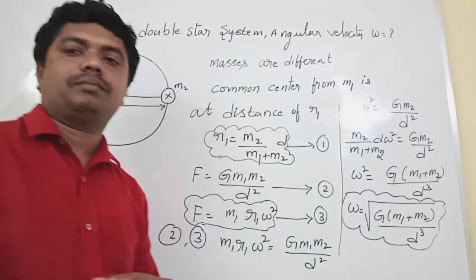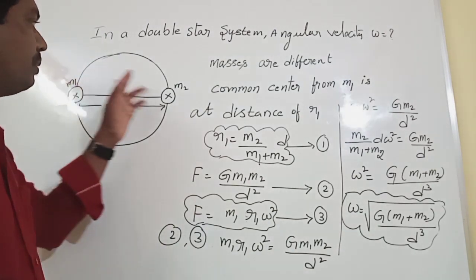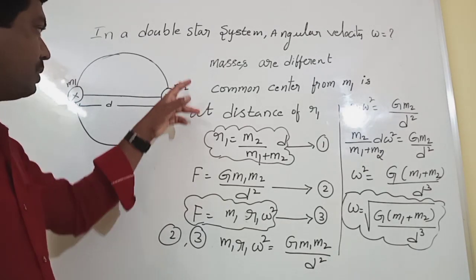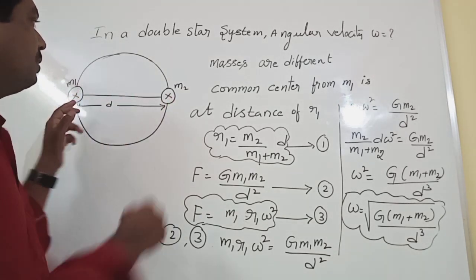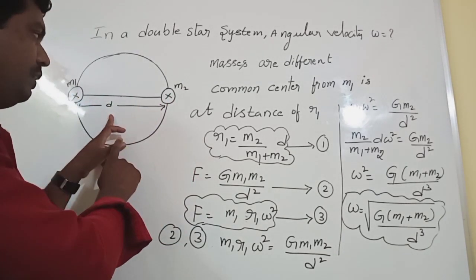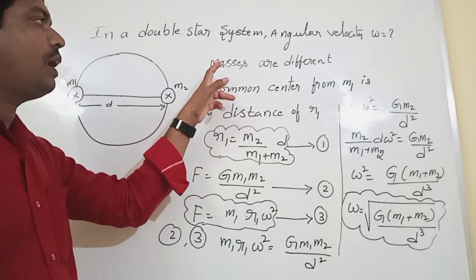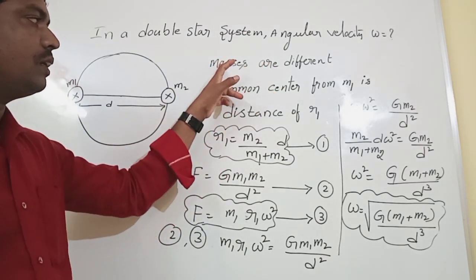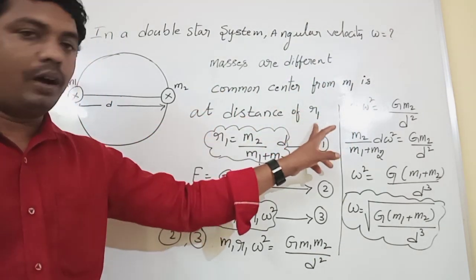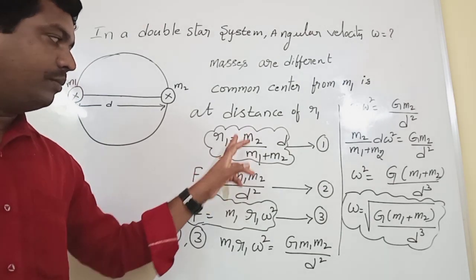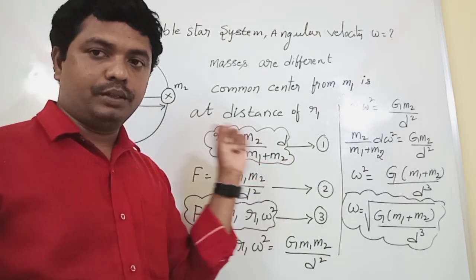In a double star system, this is one body of mass m1, other body of mass m2. This is called a double star system, and the distance between these two bodies is d. Now these two are rotating about their common center. Here masses are different. If masses are different, their common center from m1 is at a distance of r1. Then r1 is equal to m2 d divided by m1 plus m2. Let it be equation number 1.